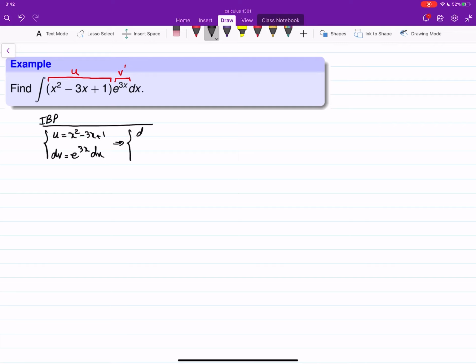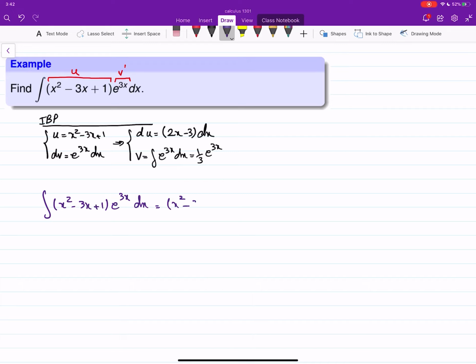From this, I need to find what is du. Du is going to be 2x minus 3 times dx. If you know u, du is u prime times dx. And v is going to be the integral of e to the power 3x dx, which is 1/3 of e to the power 3x. Now, let's apply integration by parts. So uv, x squared minus 3x plus 1 times 1/3 of e to the power 3x minus the integral of 1/3 of e to the power 3x times du, which is 2x minus 3 dx.